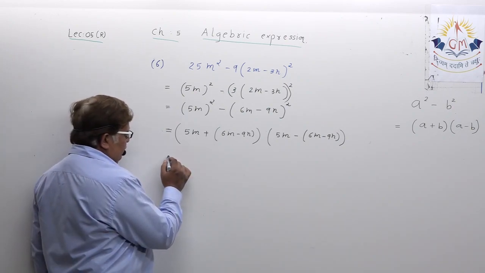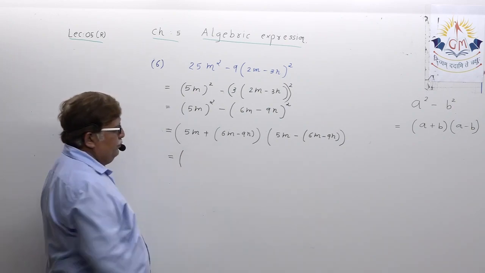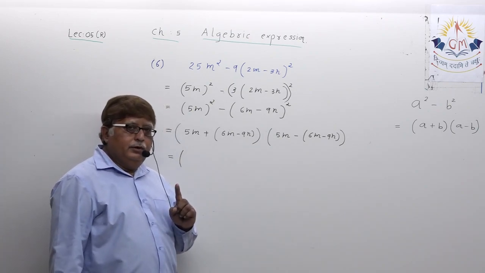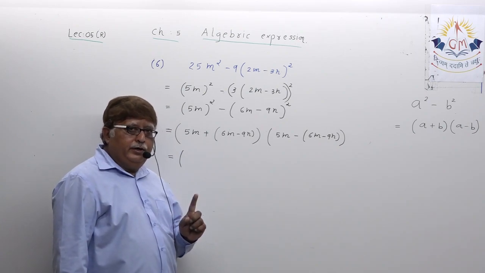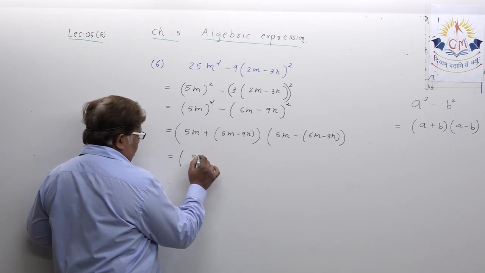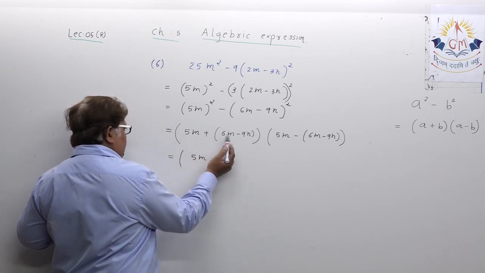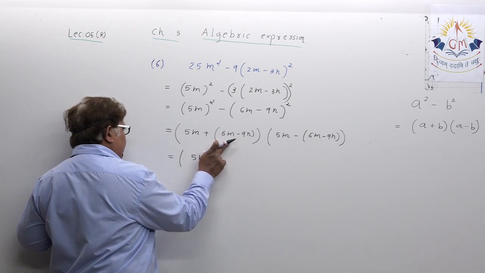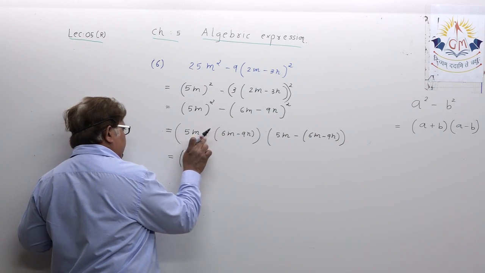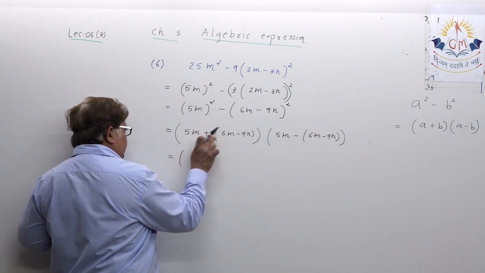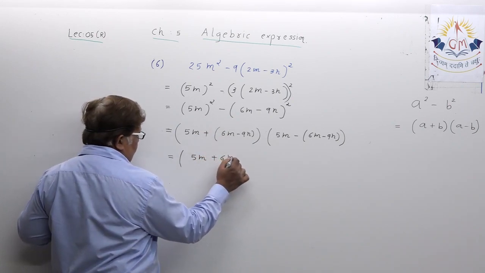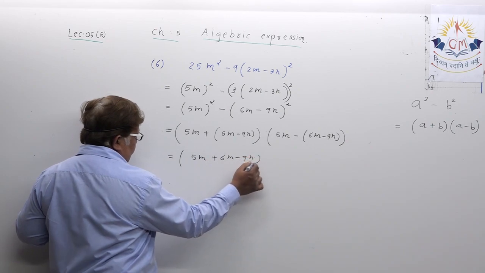Then, dear students, it's simply a question of opening the bracket. See, 5m. Before this bracket, a positive sign appears. So when you open the bracket, no sign change. Plus 6m minus 9n.